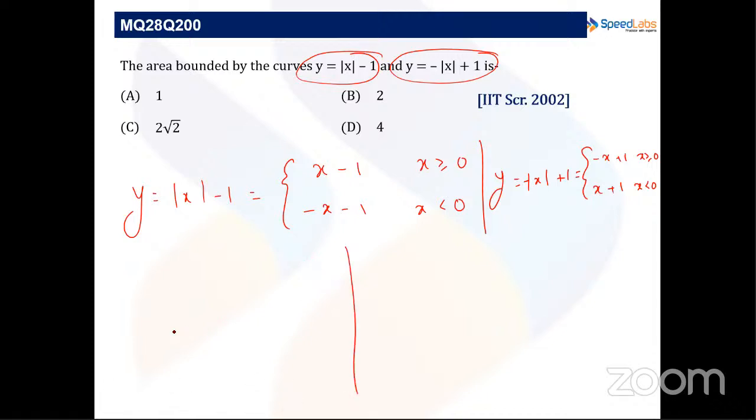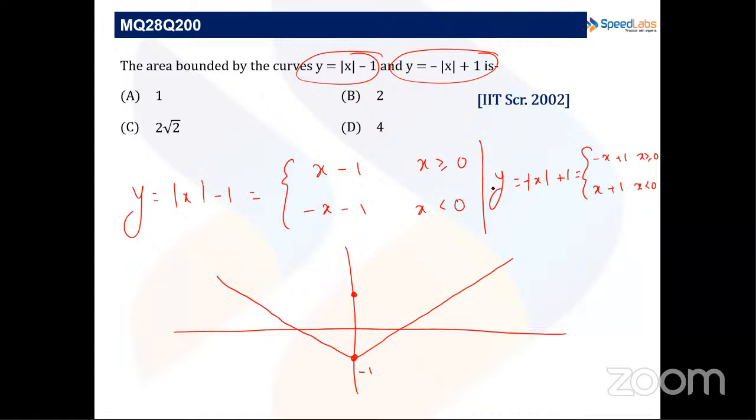Plotting the curve here. So for the first one, for x equals to 0, we are having y equals to minus 1. And for x greater than equals to 0, this is x minus 1. So the straight line would be like this with the slope 1. And for x less than 0, it will be a straight line like this with the slope minus 1.